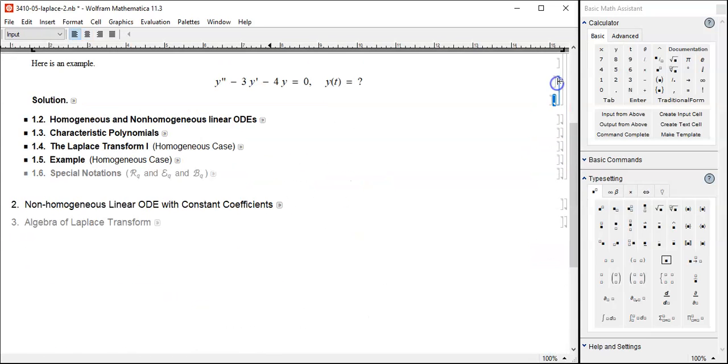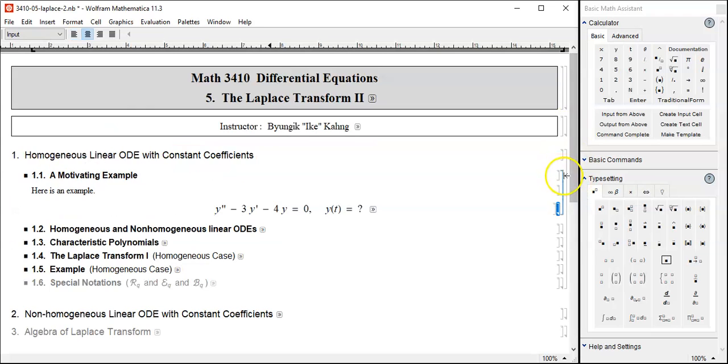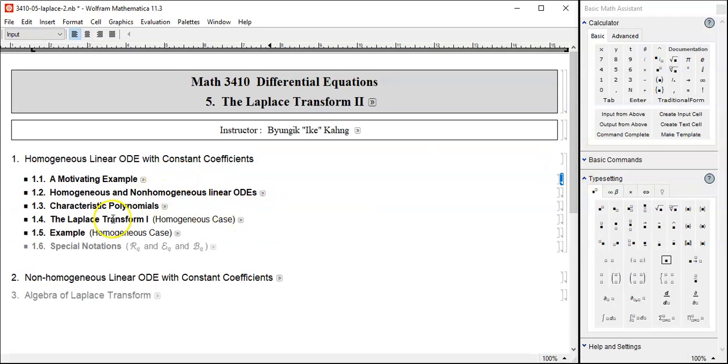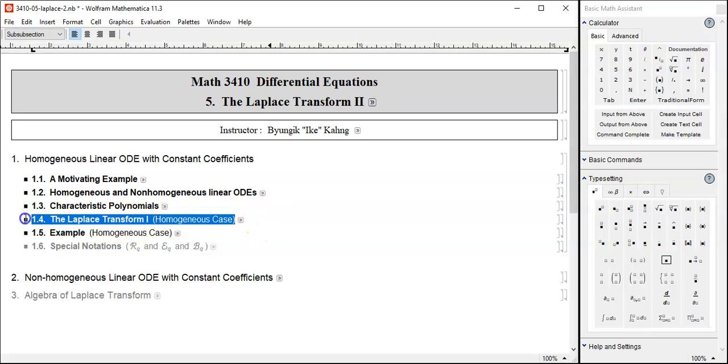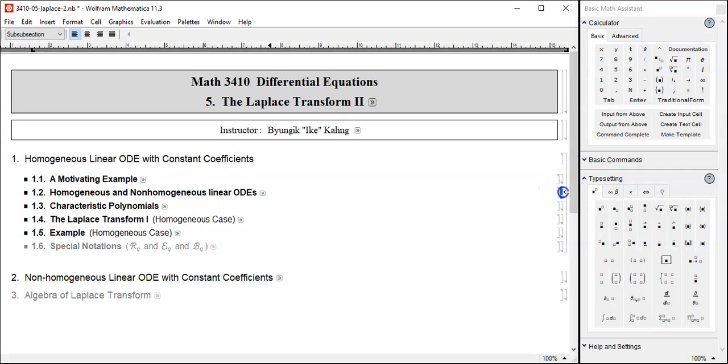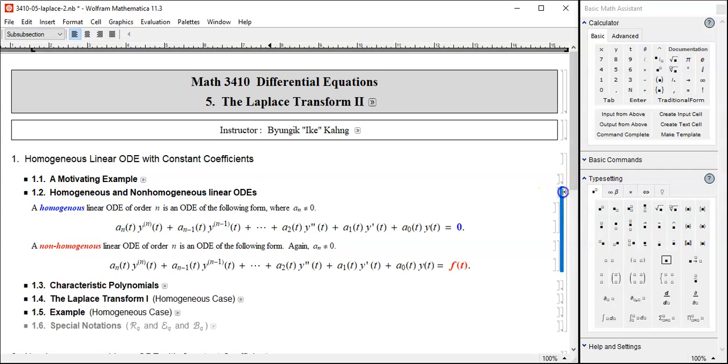So here's the plan. After this, we're going to take care of some terminologies, and then we're going to go over to the theory of the Laplace transform. And then we're going to go to some real examples. That's the plan. Ready? Okay, let's begin. Let's take care of some terminologies.